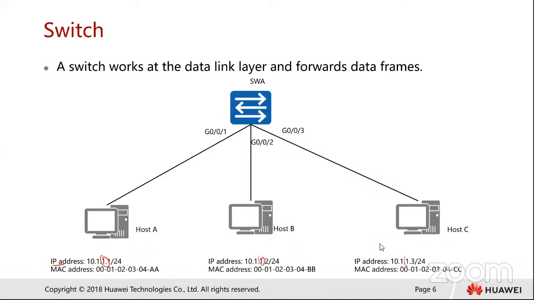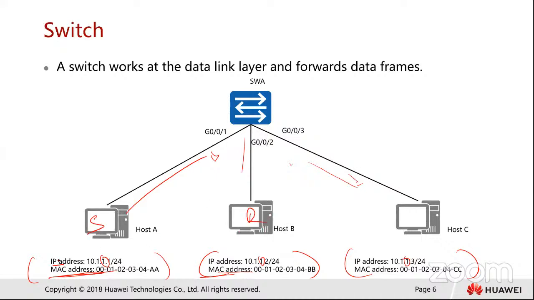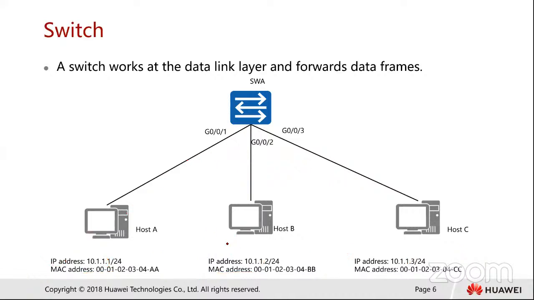So all these hosts will be able to send and receive packets from either host A or host B, because they are all within the same broadcast domain. It will need to know the MAC address of the sender and the receiver, and also the source IP address and the destination IP address.